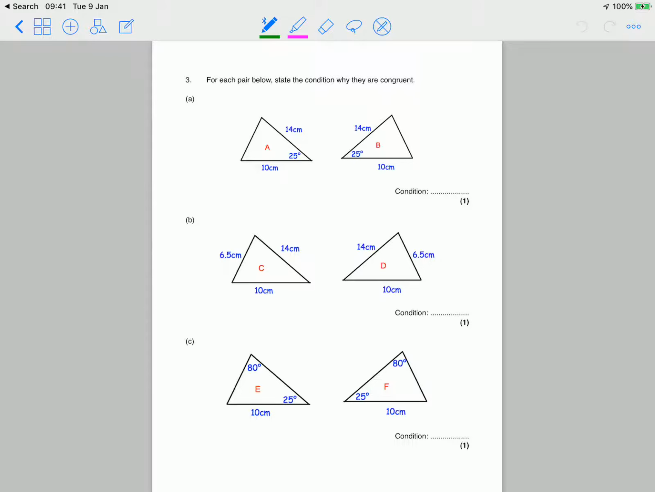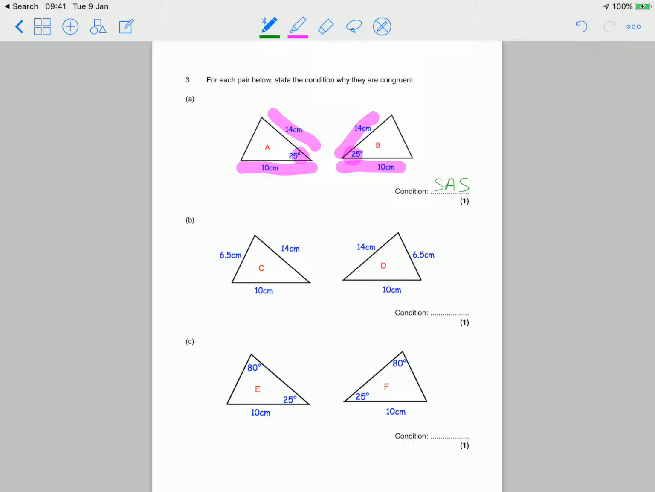Question 3, focusing on those conditions then, for each of the following pairs, state the condition why they are congruent. So this is what we now say. We say side, angle, side matches side, angle, side. So that gets called side, angle, side. It follows that if a triangle has two matching sides surrounding a matching corner, the other side and the other two corners must also be identical. So it's proof or a condition of congruency.